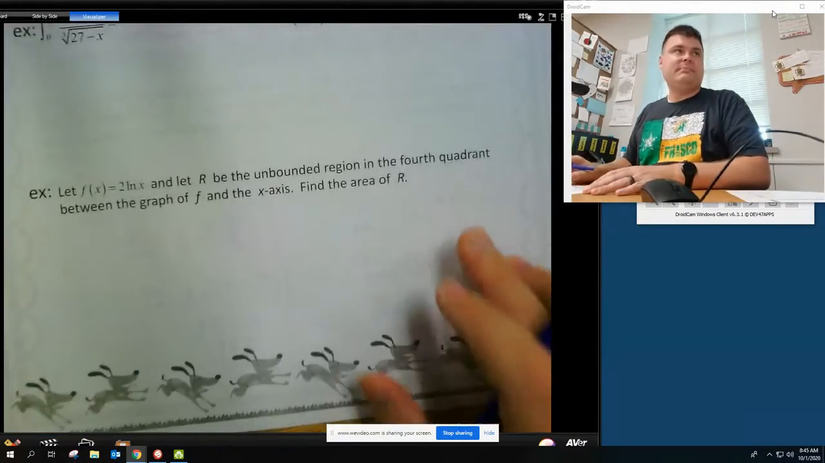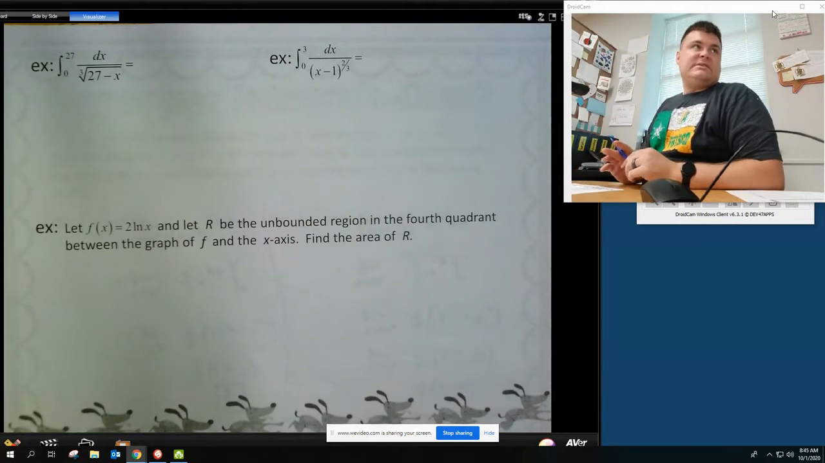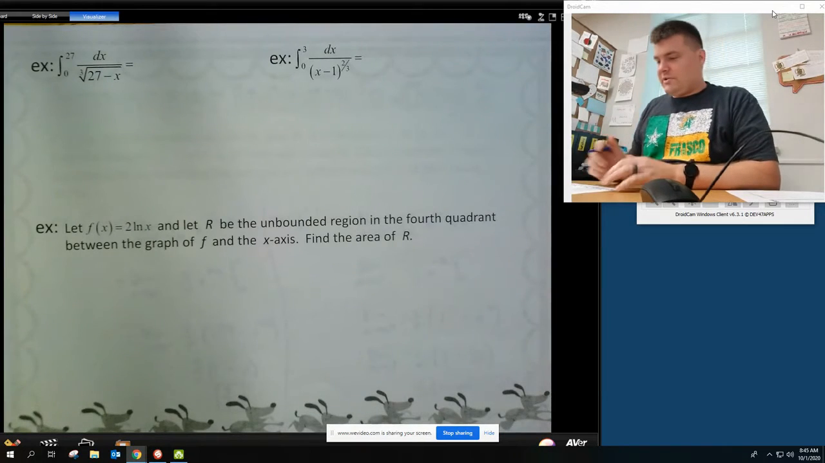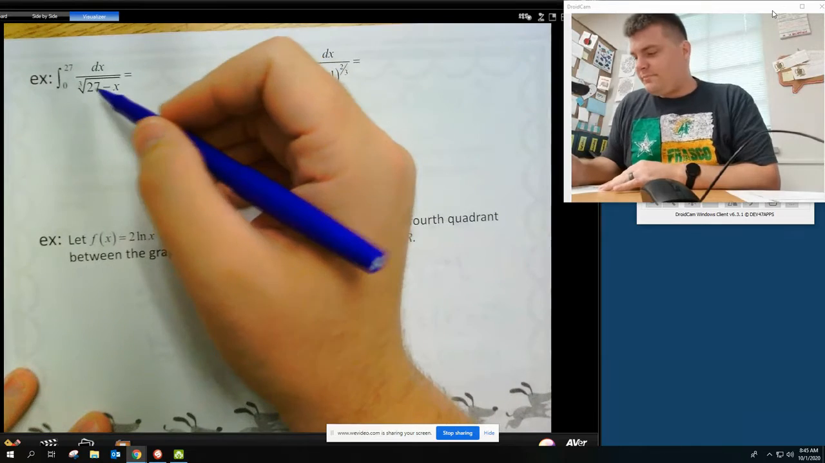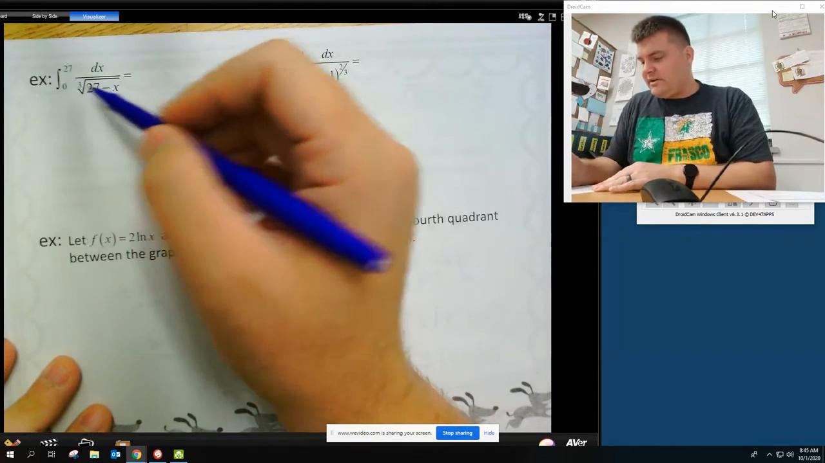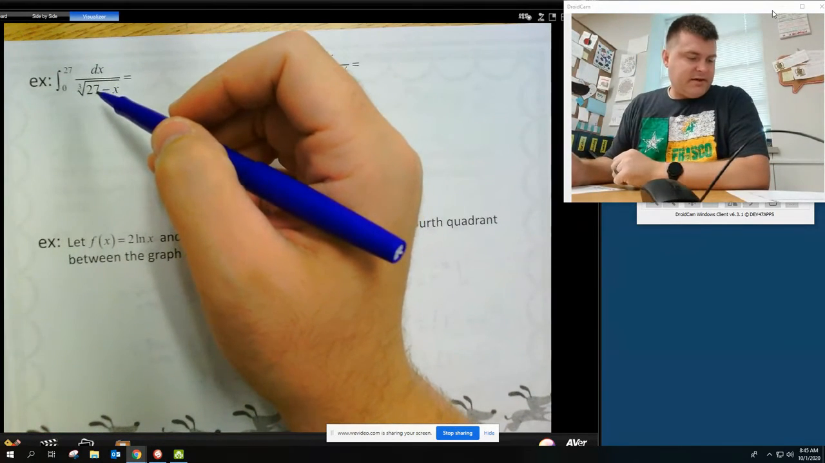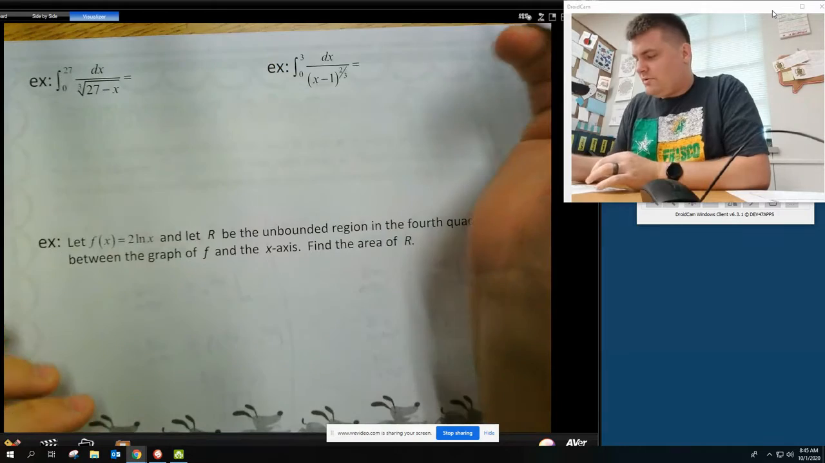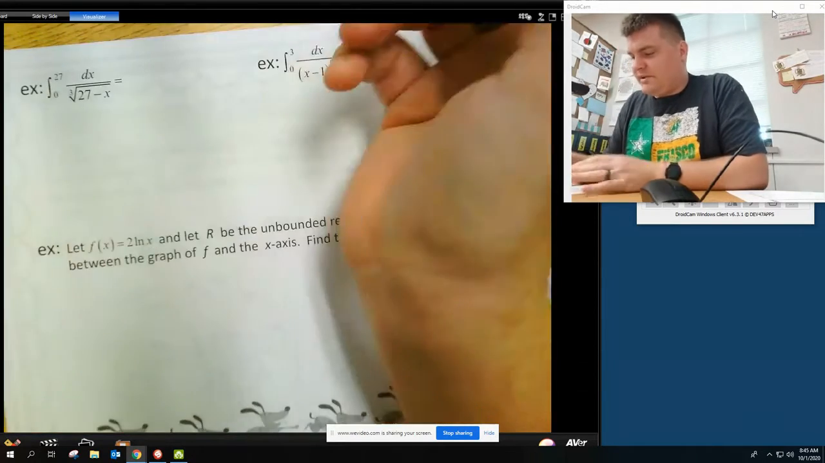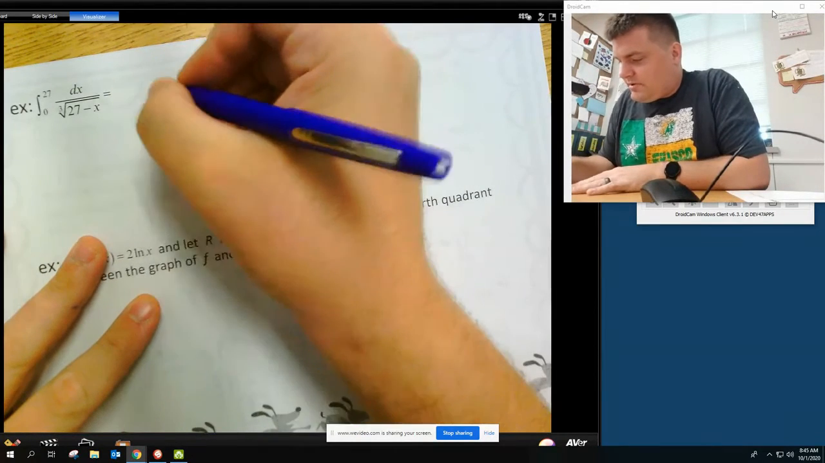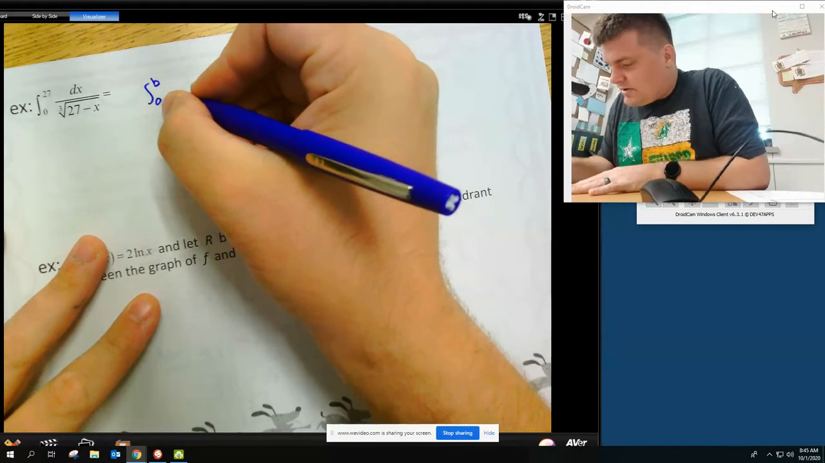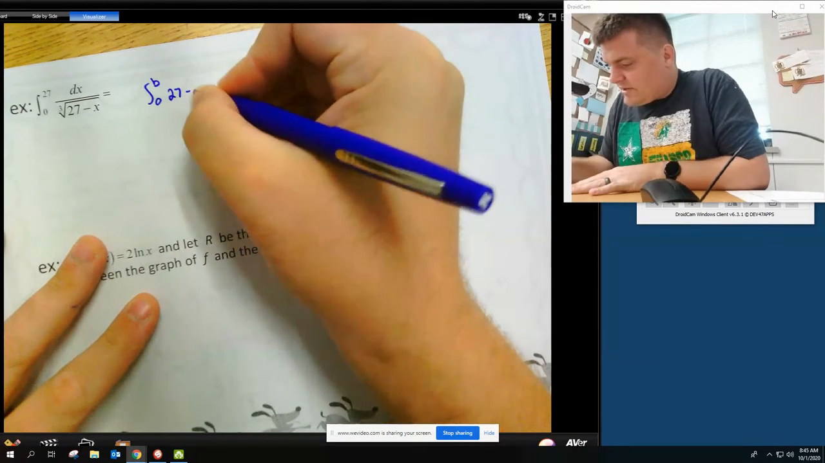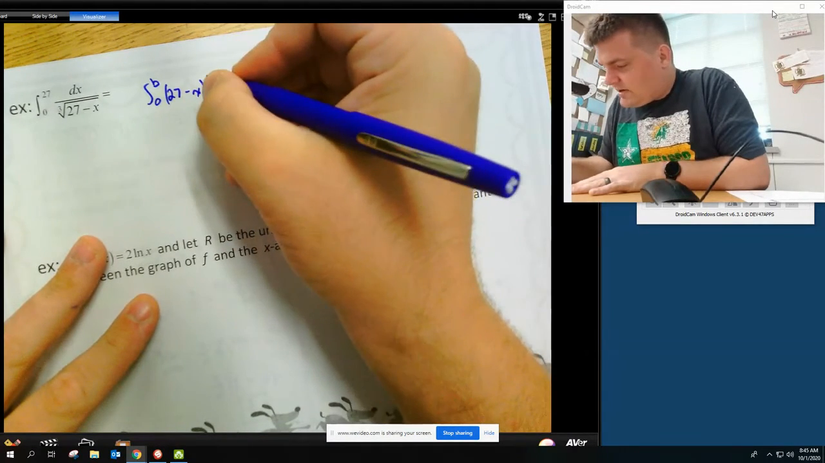All right, a couple more problems. Same idea here. So in this problem right here, we can plug in a 0. That's totally fine, but what can we not plug in? Well, we can't plug in a 27. So I'm going to integrate from 0 to b of this 27 minus x to the negative 1/3.